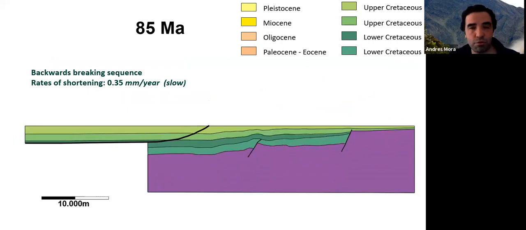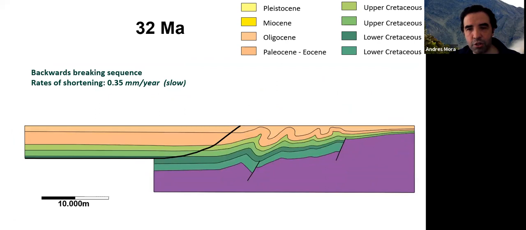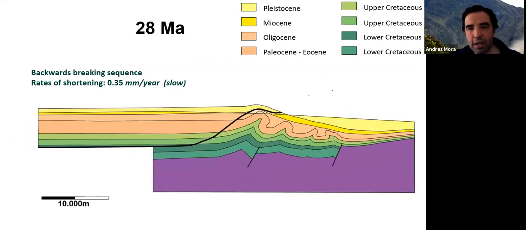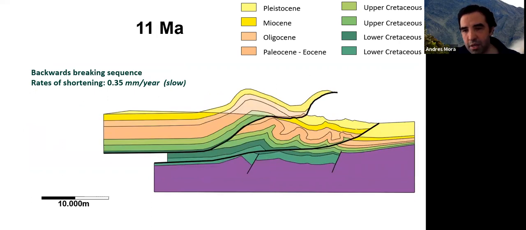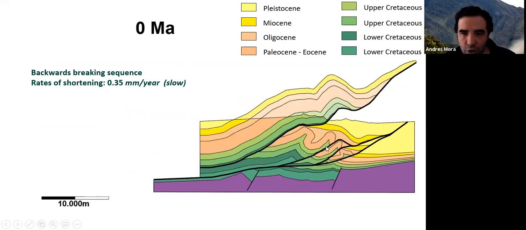So we have the basic constraints on the kinematics: early development by the Oligocene of detachment faults. They're faulted in a progression that starts with the oldest, which would be the most frontal thrust sheets. And then we continue with the next one. The youngest to be deformed would be the western thrust sheet from this triangle zone. So that's why we call that a backwards breaking sequence. And the rates of shortening are low.